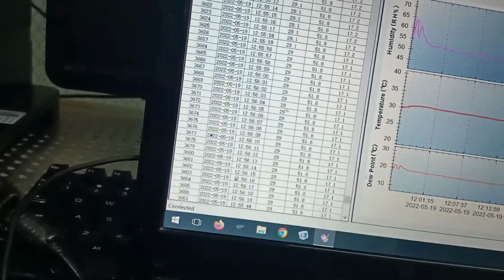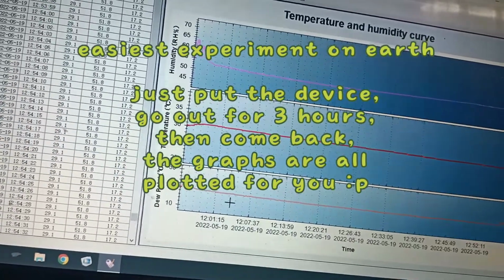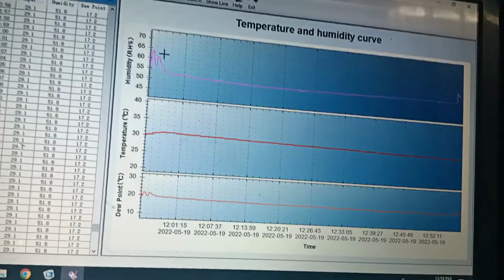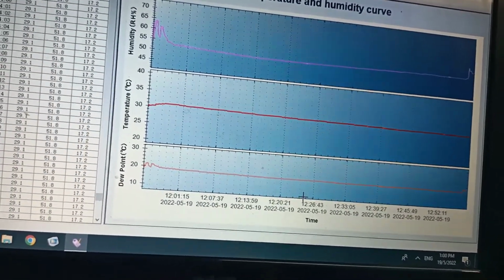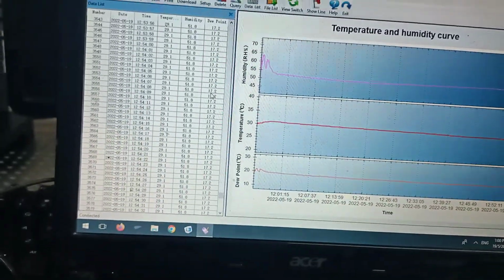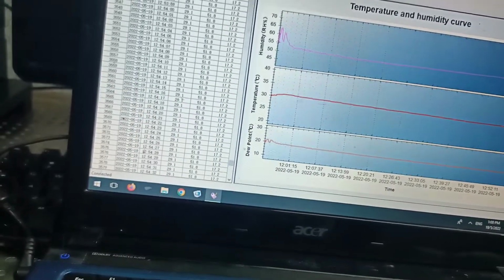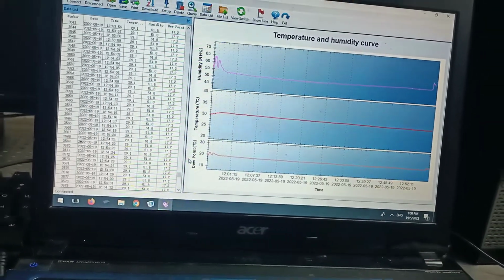So this is all the data that I have. If you can see here, this is the graph of the temperature, and then this is the graph of the dew point, and this is the graph of the humidity versus time taken. Right, that's it. And this data logger, you can measure the temperature and humidity for a maximum of 8 hours. So this is it, and then you can save the data and write your paper or thesis with it. All right.